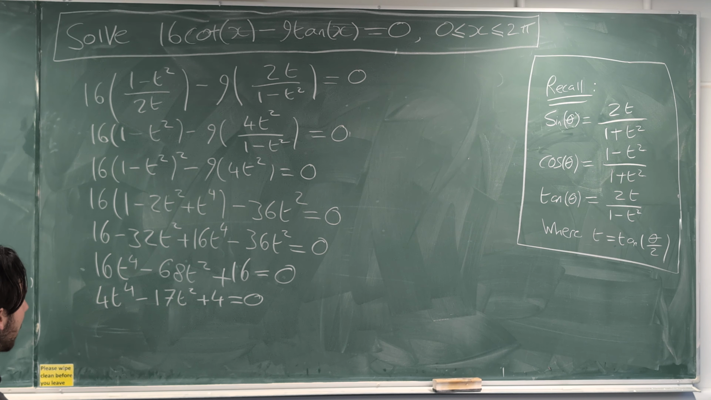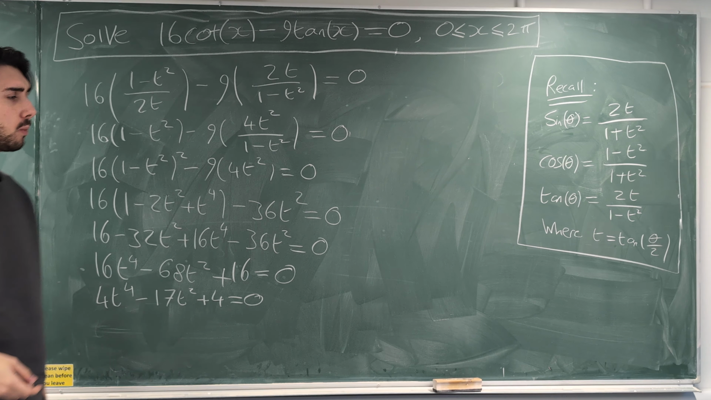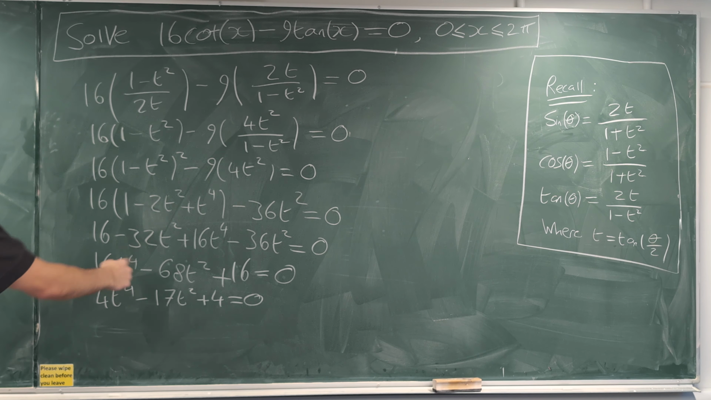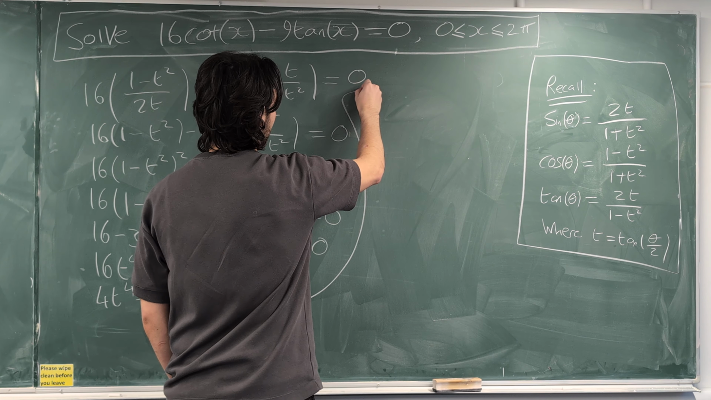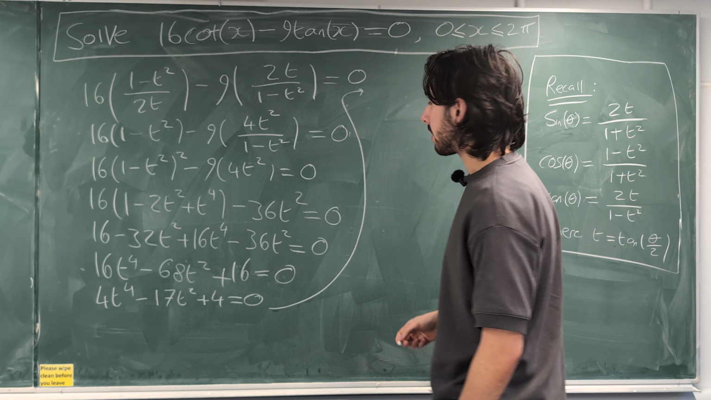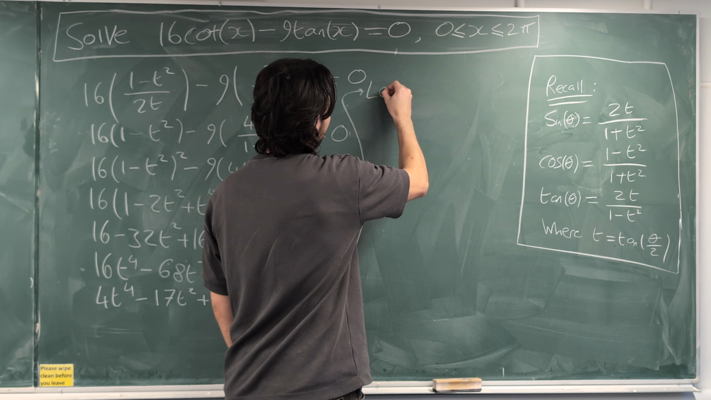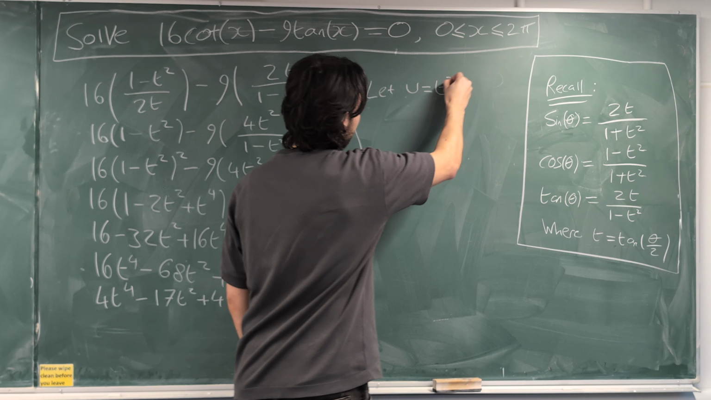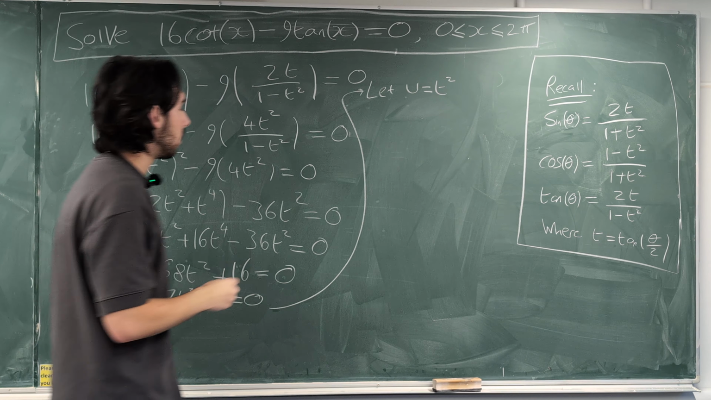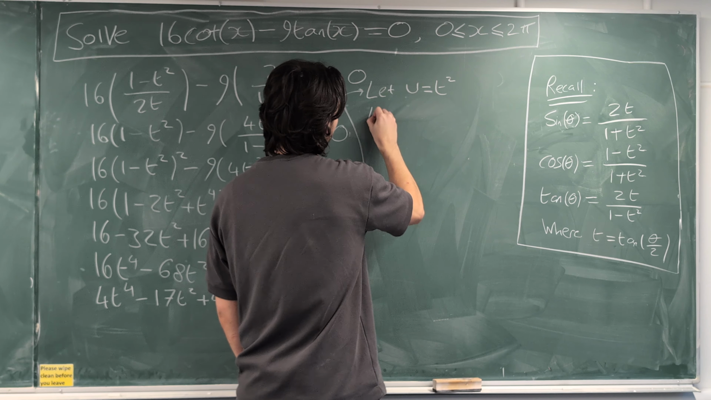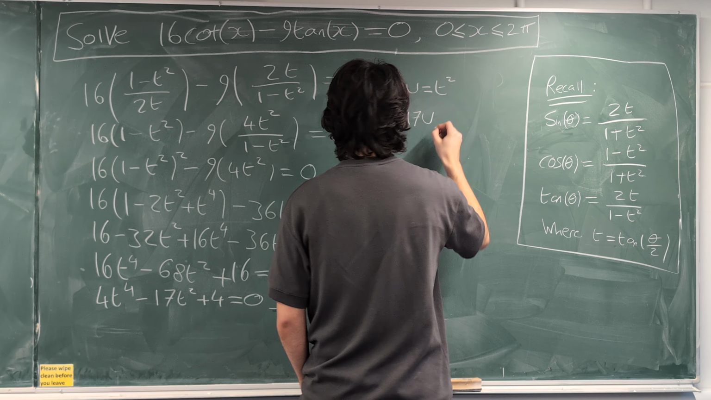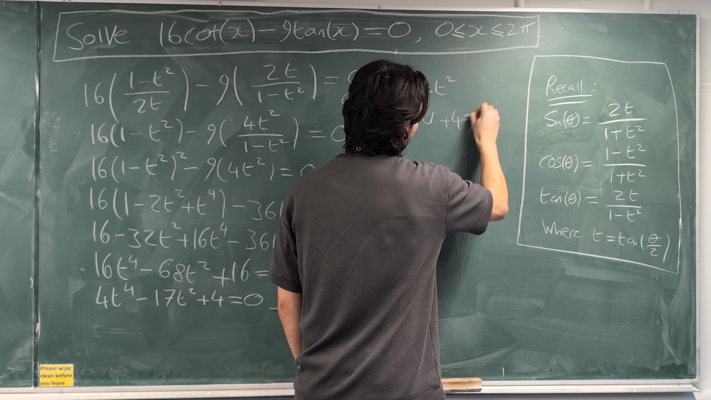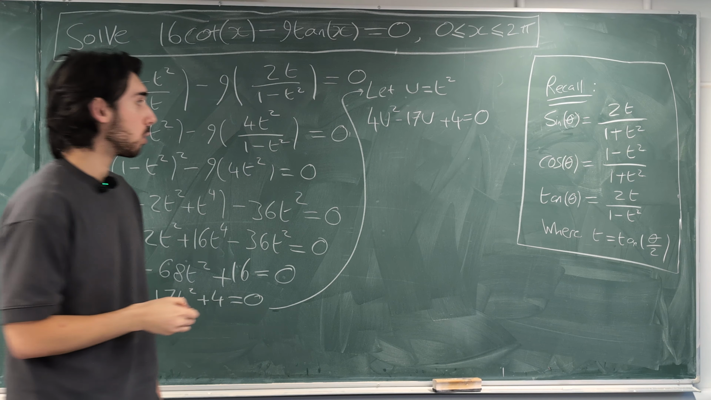Also, by the way, it's a quartic equation because we have a t to the 4. Is that an issue? Well, actually, no, it's not, because this is a quadratic in disguise, guys. It depends on how much detail you need to go into for this. But what I'm going to do is make up a new letter, let u equal t squared. The reason I've done that is now I can write this as 4u squared minus 17u plus 4 equals 0, and then I can solve it like a quadratic.